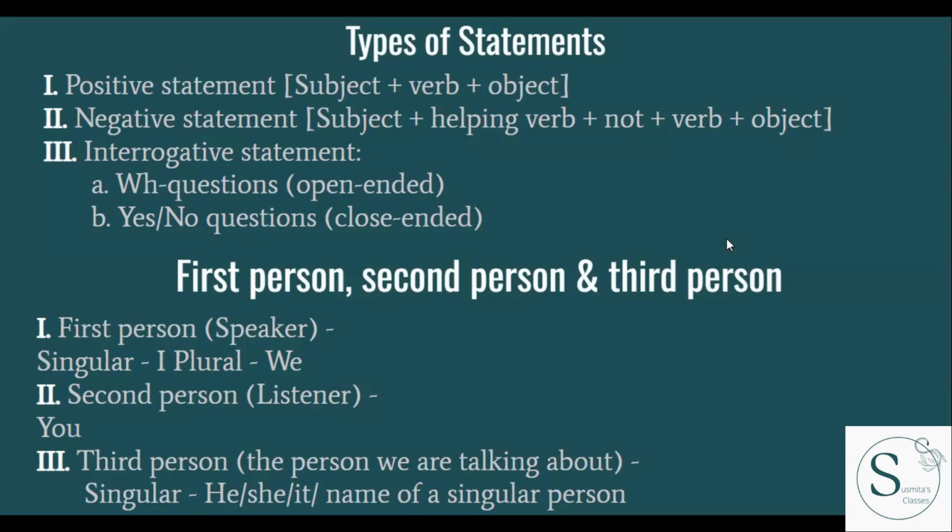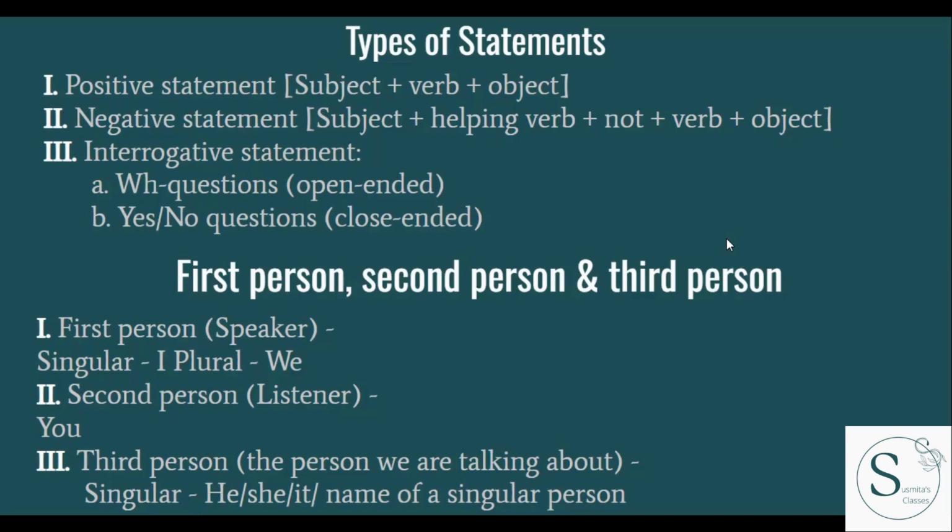So we'll be looking at the types of statements, which we'll see in this book again and again. The first statement that we have is the positive statement. That is the normal sentence that we make, for example with subject, verb, and object. Whenever we make a sentence in English, remember that we start our sentence with a subject, then we have a verb, and then we have an object.